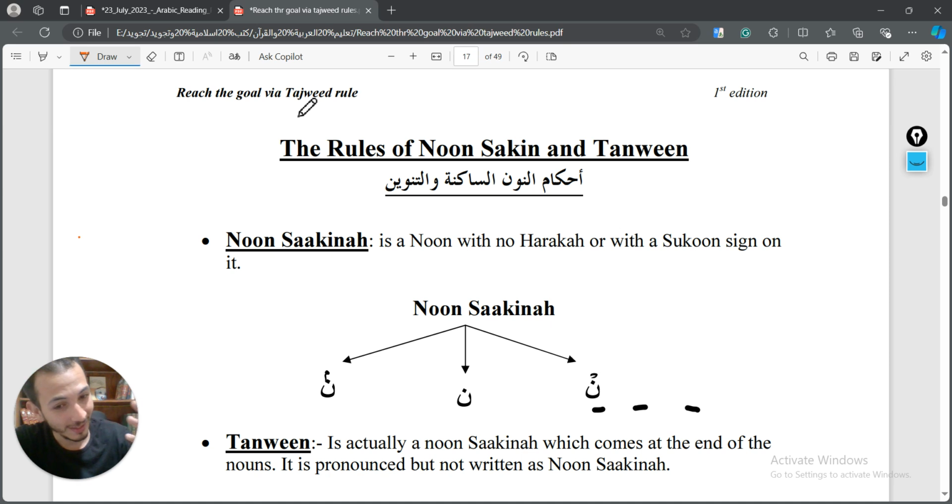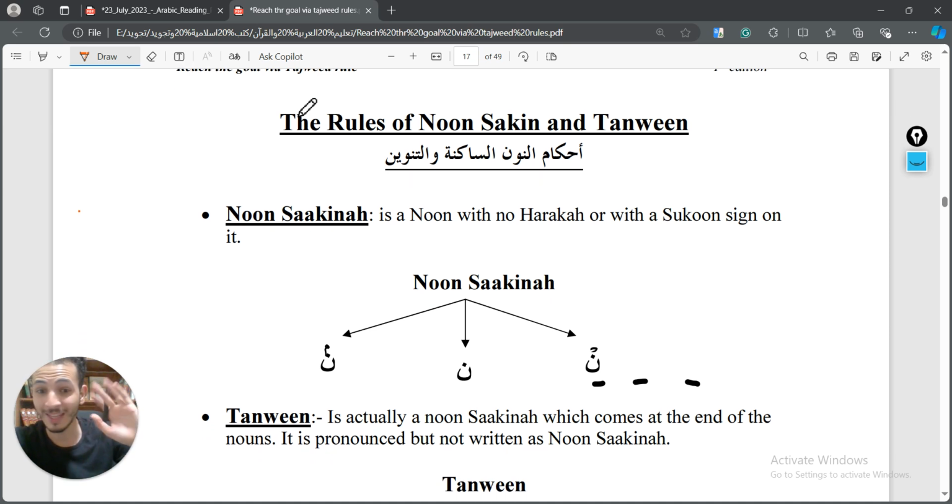Now let's see what can be considered as Noon Sakina and Tanween. So the Noon Sakina is one of these three. That's simple. You have the symbols here, so there will not be any confusion. Noon Sakina is the noon that has no haraka or the noon that is written with a sukoon sign. That is not linguistically. Linguistically, Noon Sakina is the noon that has the sukoon mark. But in the Quran rasm, in the writing of the Quran, the noon, or Noon Sakina to be specific, has some forms.